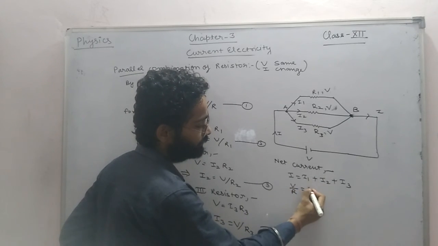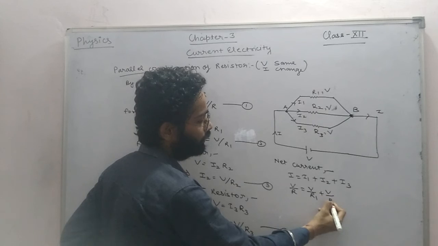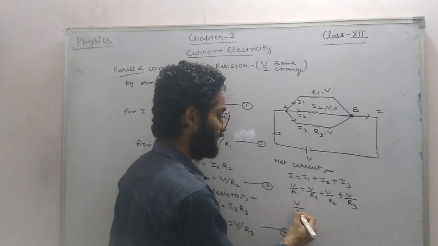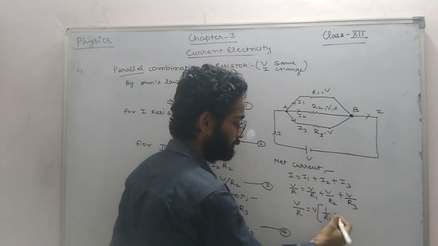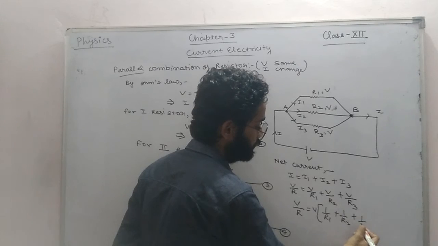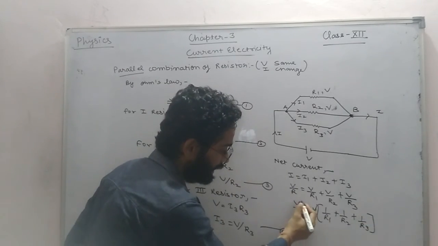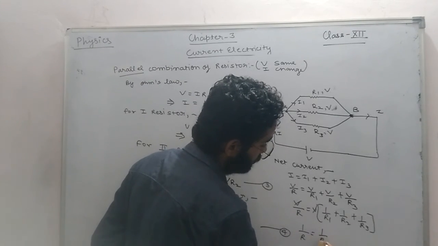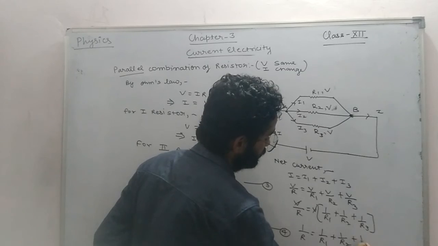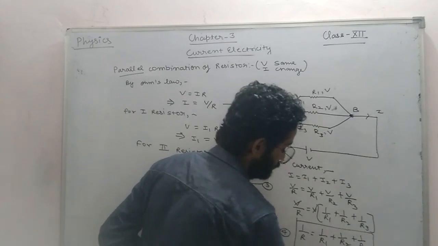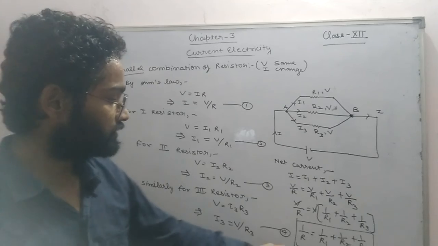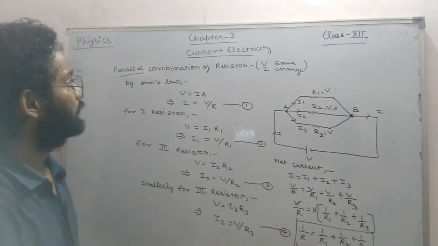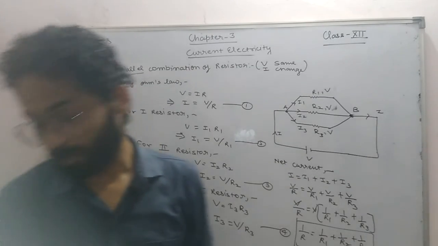That is V upon R is equal to V upon R1 plus V upon R2 plus V upon R3. V can be taken as common. This can be written as V times 1 upon R1 plus 1 upon R2 plus 1 upon R3. V cancels out. That is 1 upon R is equal to 1 upon R1 plus 1 upon R2 plus 1 upon R3. This is your result: in parallel combination, 1 upon R is equal to 1 upon R1 plus 1 upon R2 plus 1 upon R3. So this is all about series and parallel combination of resistors.